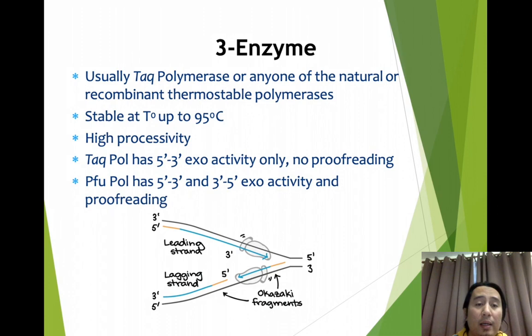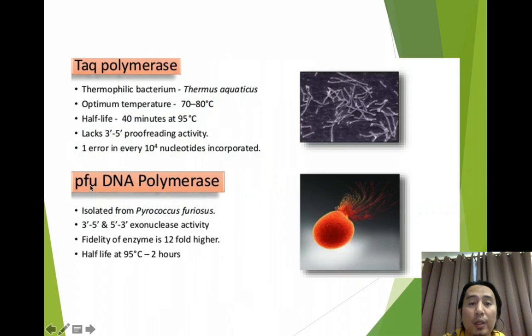And Taq polymerase has 5' to 3' exonuclease activity only, no proofreading. Whereas Pfu polymerase has both 5' to 3' and 3' to 5' exonuclease activity, and it also has proofreading. Okay, so this is the difference between Taq polymerase and Pfu DNA polymerase.